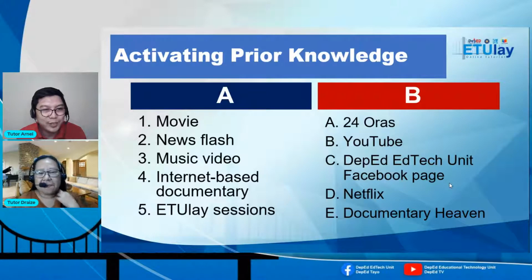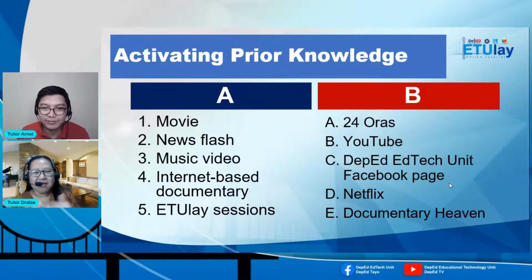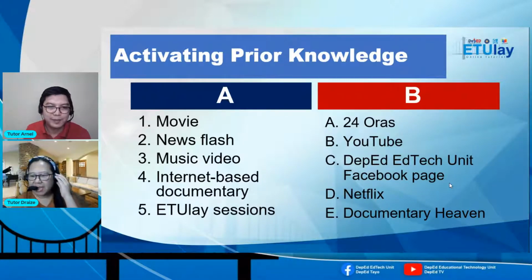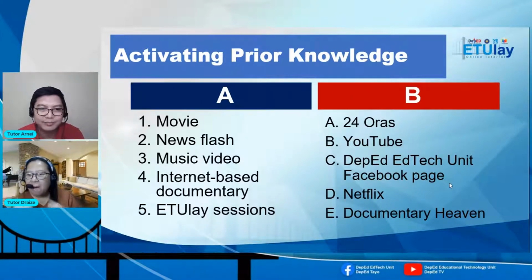So, Tutor Drazel, what are they going to do with this one? Yeah, so all they need to do is just connect column A with column B. For example, movie. Where will you be watching a movie? You have to look for that in letter B. So, can we now have an answer for number one? What do you think is the answer for number one? Just give the number, and then put the letter of your choice. Can you type in your answers now for number one?